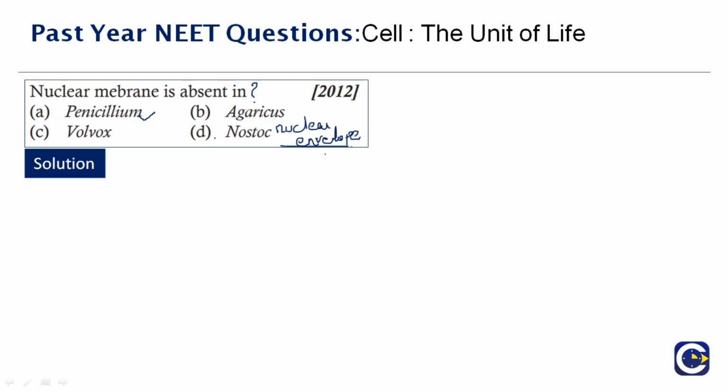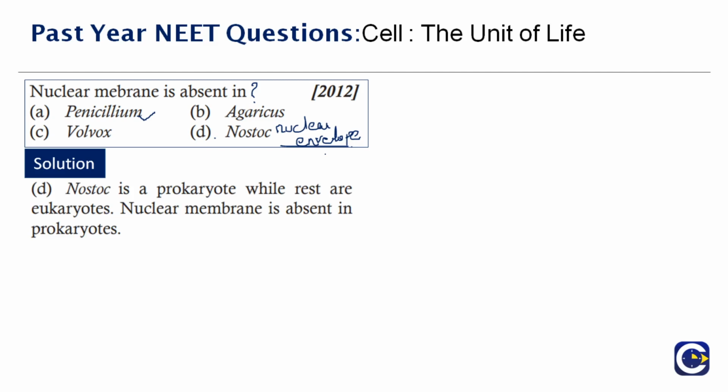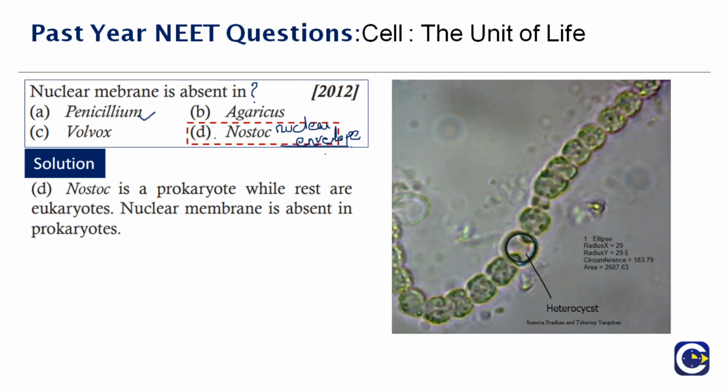Therefore the correct answer to this question is option D, Nostoc. Nostoc is a prokaryote while the rest given here are eukaryotes. Nuclear membrane is absent in prokaryotes, and prokaryotes will not even have membrane bound organelles. They don't have a proper organization of the organelles for functioning. The correct answer is option D, Nostoc. And to your right side you can see a picture which shows a heterocyst in the Nostoc. This is how it will appear under the microscope, as spherical shapes.